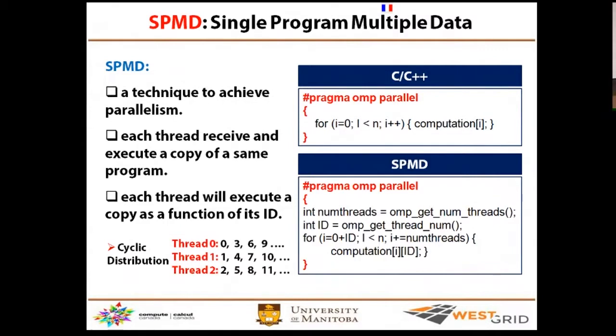For i equals 0 plus ID, computation as a function of i and ID. So it's like a cyclic distribution. If we have 3 threads, the first one, thread 0, will take the iterations 0, 3, 6, and so on. The second, thread number 1, will take the iterations 1, 4, 7, and so on. Thread number 2 will take 2, 5, and so on.